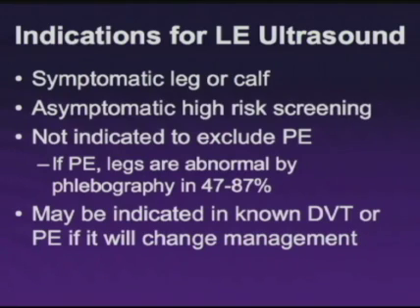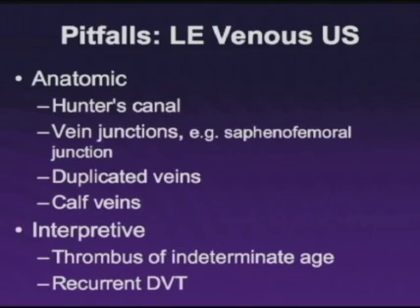As a rule, in patients with known deep venous thrombosis or known pulmonary embolism, lower extremity venous ultrasound is not generally indicated, but if there are reasons why the study can change patient management, it could be considered. When looking at venous ultrasound, we have to recognize that the study is incredibly accurate for the central veins, with sensitivities and specificities in excess of 95%. But there are some pitfalls that we need to recognize.